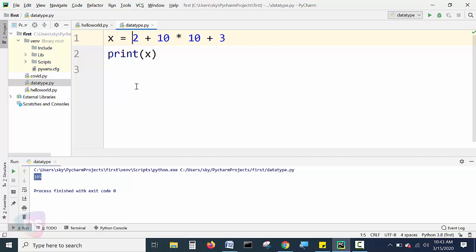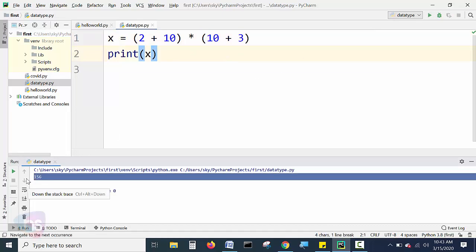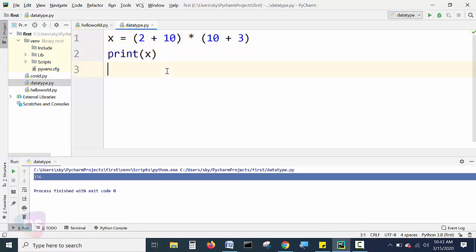Now, this 105 is the result set, as discussed. If I add parentheses, 2 plus 10 and 3 plus 3, within the braces it will be executed first. Now it will be multiplied. The result set is 156.